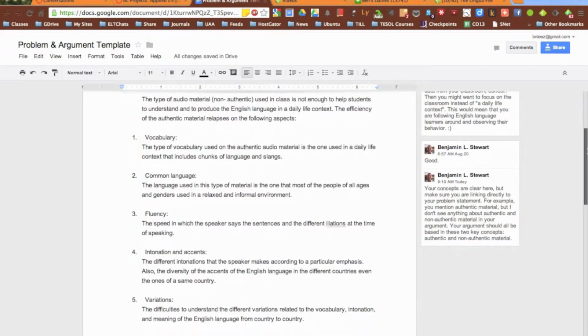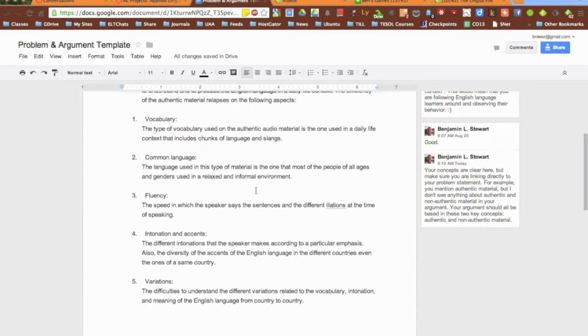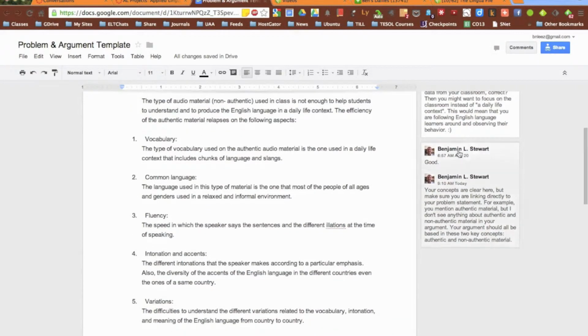starting first with the argument. I'd like to show you how this argument has been presented in an outline form, and it has very specific applied linguistic key concepts that I think most of us can relate to when we look at any type of problem related to language in the classroom. So if we look at these, we have vocabulary, common language, fluency, intonation and accents, and variation. All of these are good concepts that I think most of us can relate to in applied linguistics or any of your other linguistic courses that you've taken in the past.